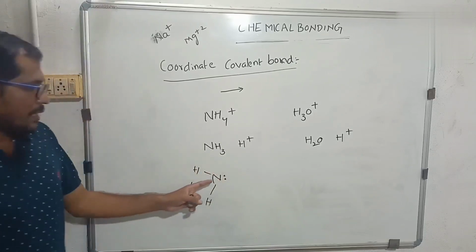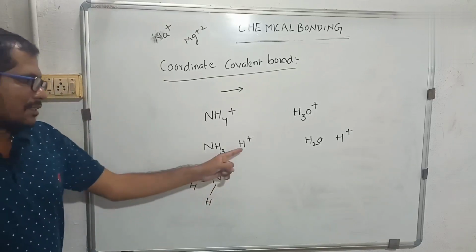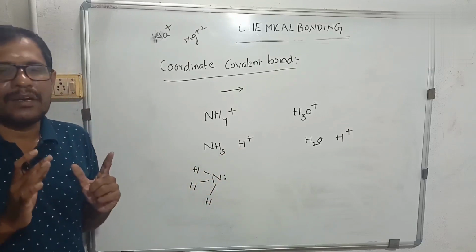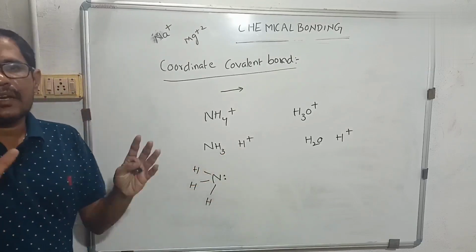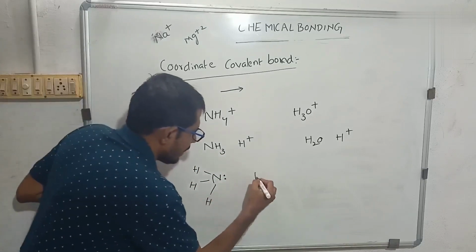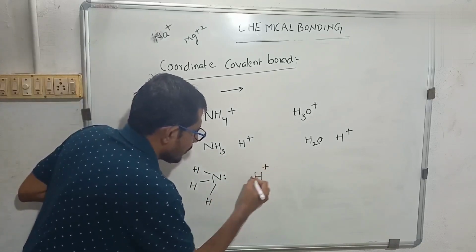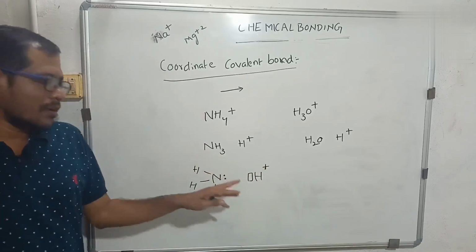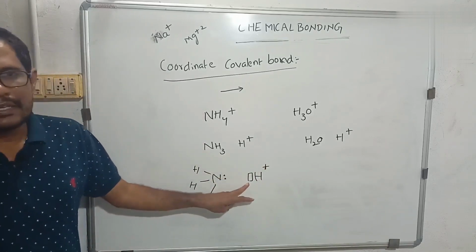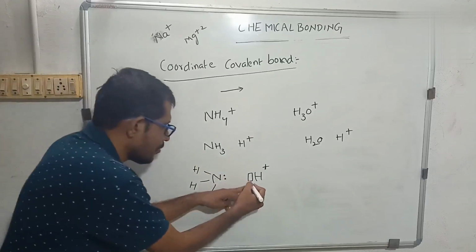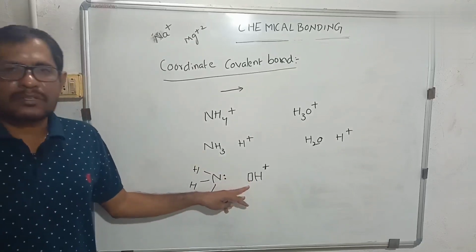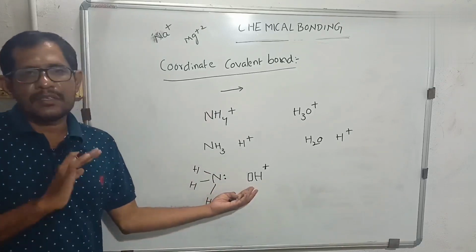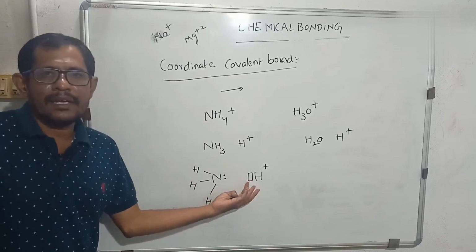For nitrogen, the Lewis dot structure will come like this. Generally, hydrogen has one electron. H+ means that single electron is also not there, so I am representing it here with an empty box. Why am I writing an empty box here? Hydrogen has one electron, and H+ means that electron is gone. So H+ has no electrons, and that's why I am writing an empty box.